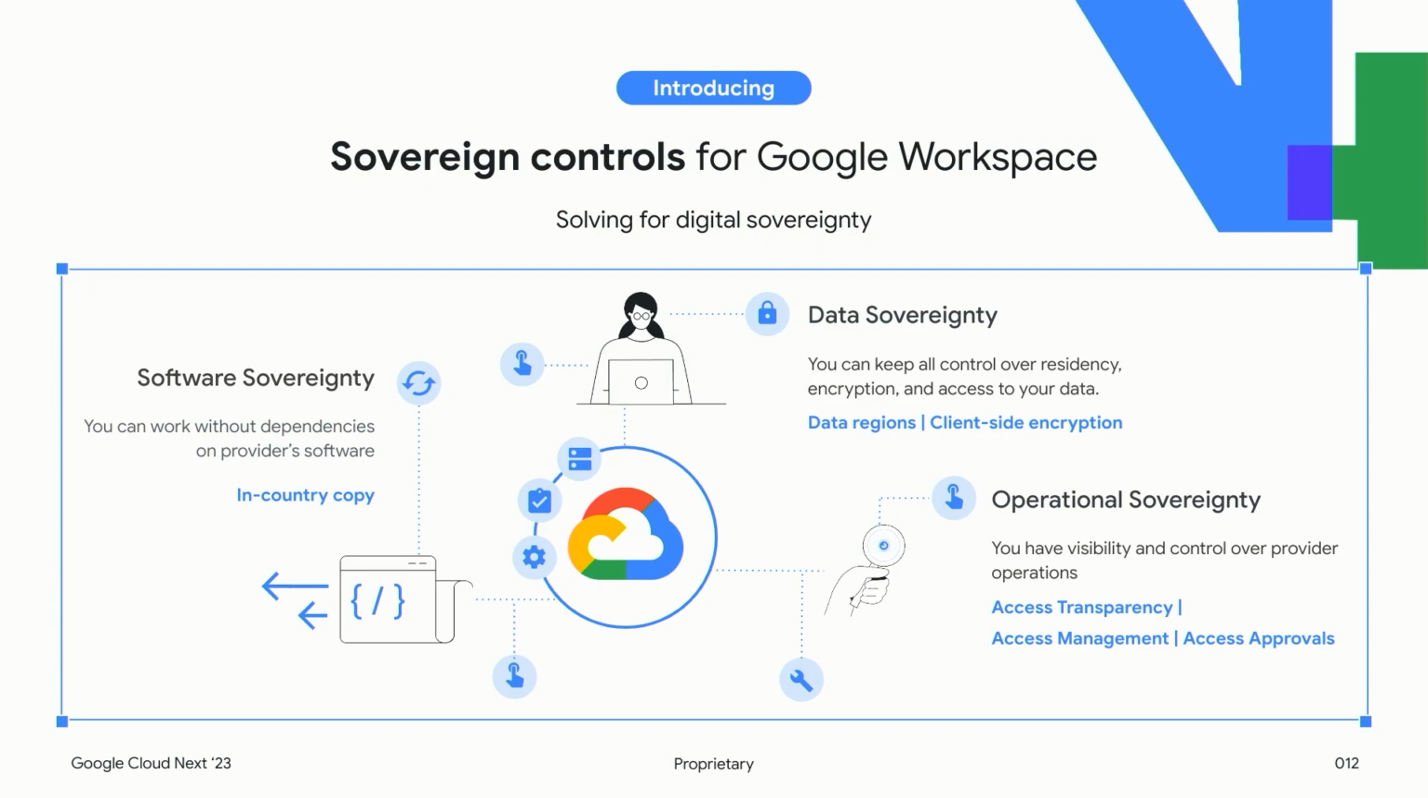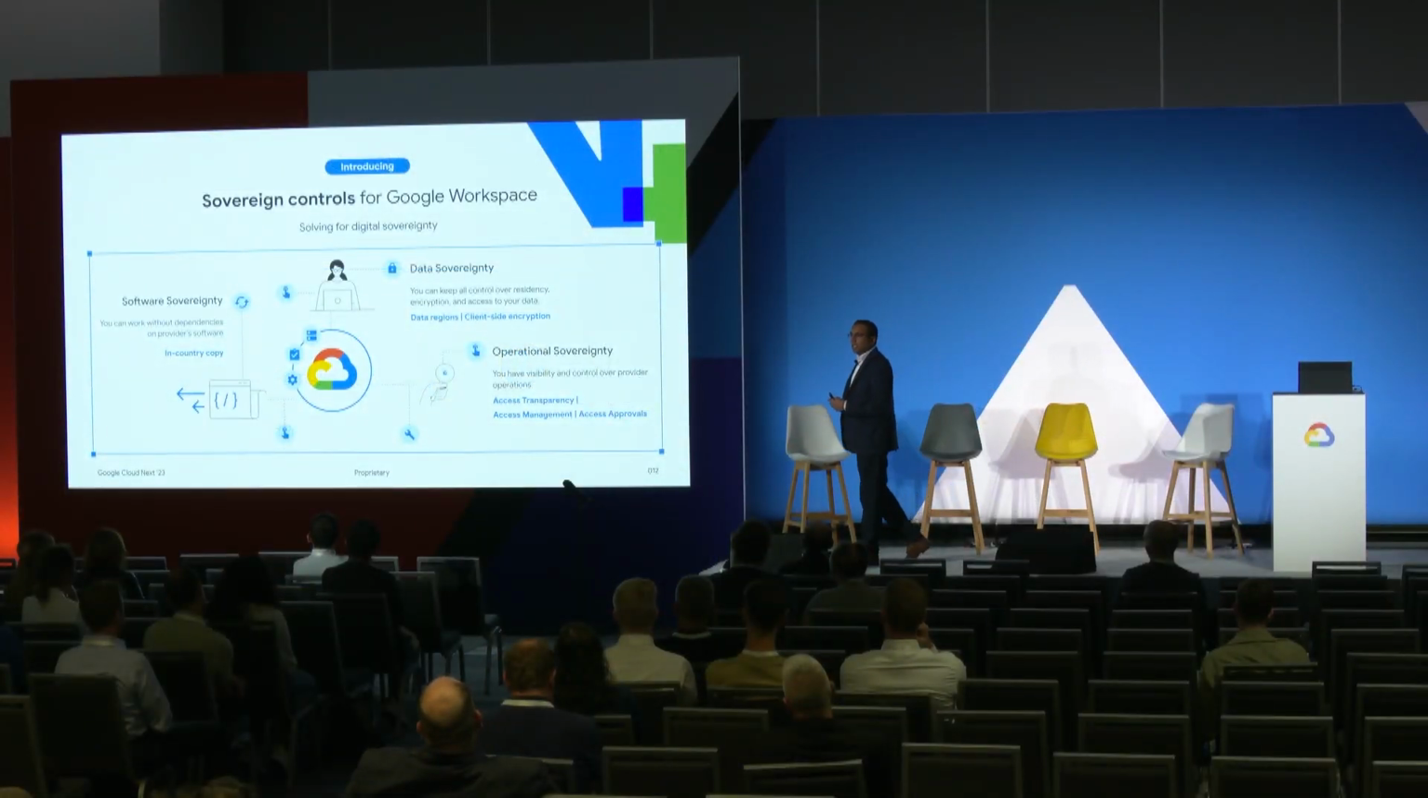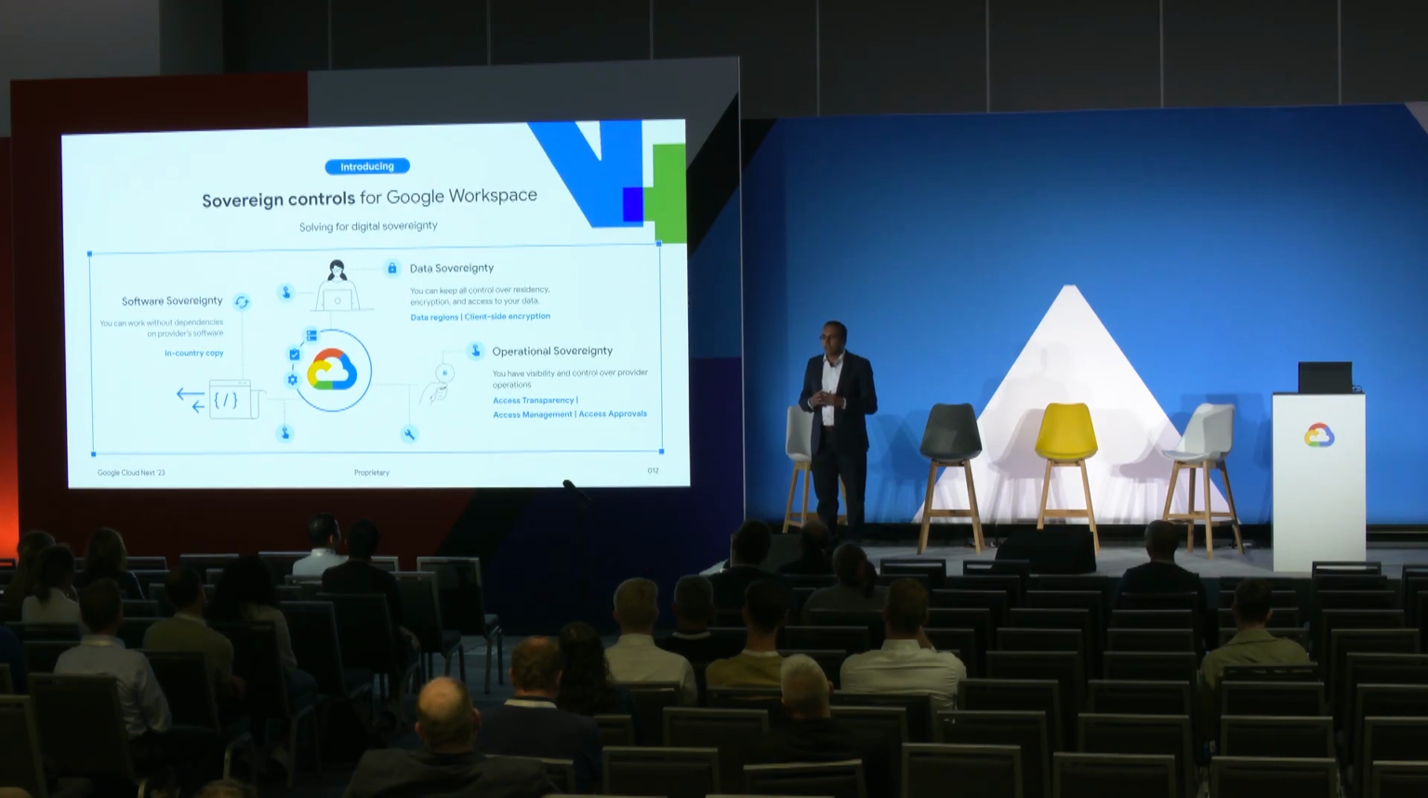What software sovereignty does for you is you can work without a dependency on Google, even if Google is not able to serve you anymore because of a black swan event, in the rare occurrence of a black swan event. And we do that by placing a copy of your data in a country that you own and that you can use for disaster recovery scenarios. It is this holistic set of controls that we're calling sovereign controls for Google Workspace.